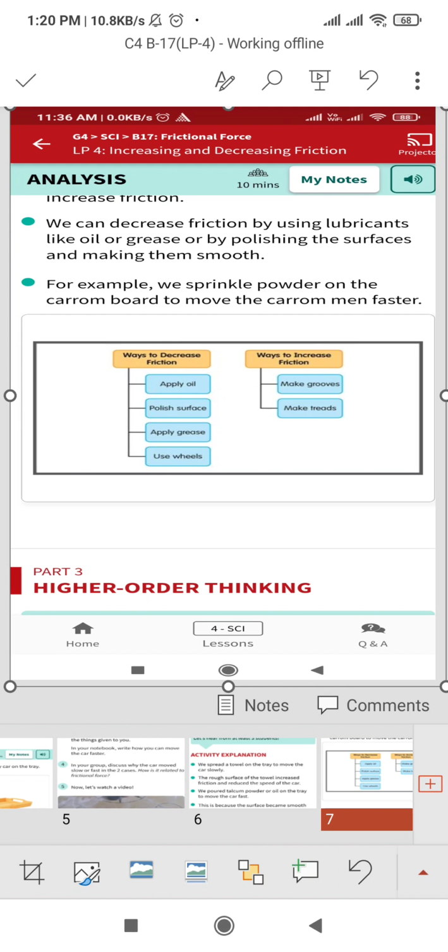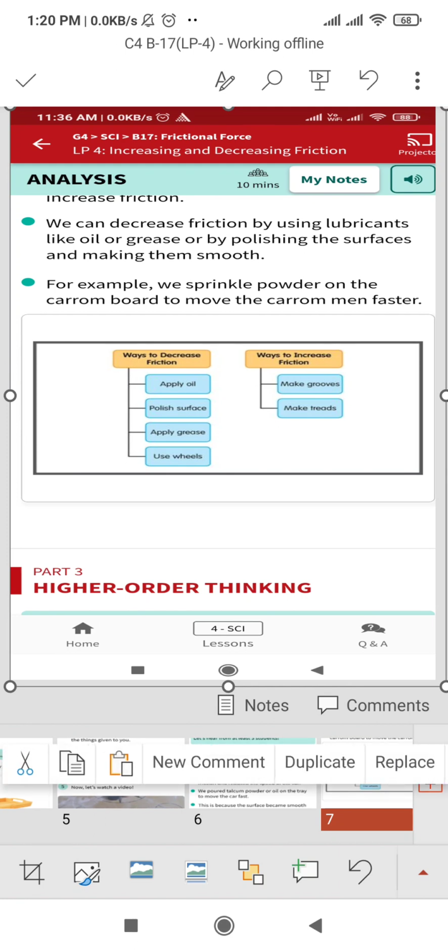Now next is ways to increase the friction. Increasing friction means making grooves on it. Grooves, what are the grooves? We have already discussed in LP3, grooves mean long, deep and narrow cuts on the surface that make the material hard. And by making treads on it, like on the tire there are treads which help to increase the friction.